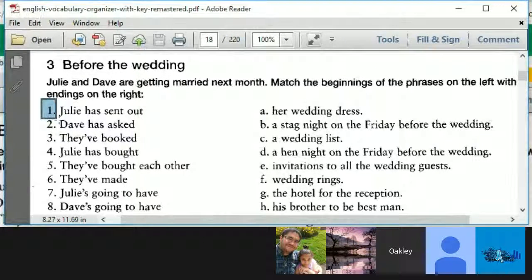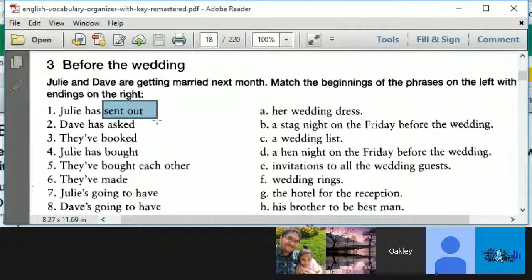Sam, number 1. What does she need to do to prepare for the wedding? Here, obviously, Western culture. Julia has sent out a hen night on the Friday before the wedding? No. A stag night on the Friday before the wedding? No. Okay, the key thing is, what do you send out? "Sent out" is a verb. It's a phrasal verb.